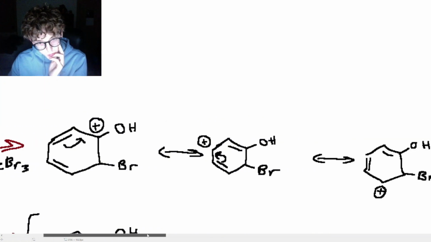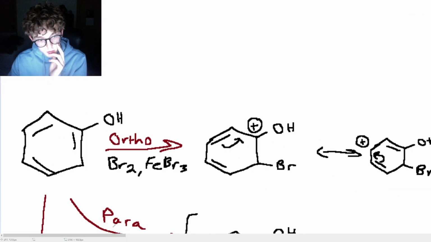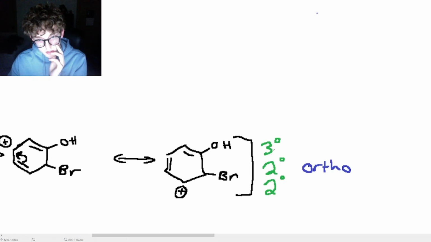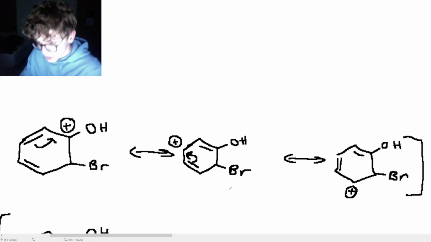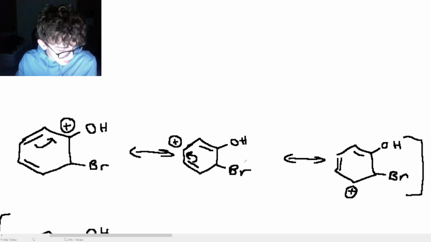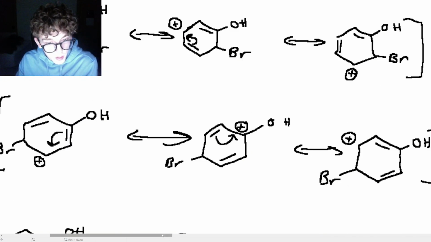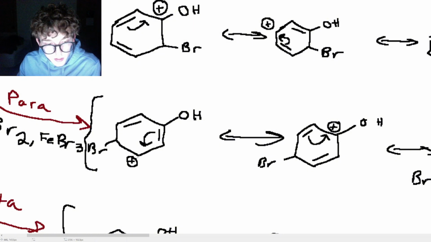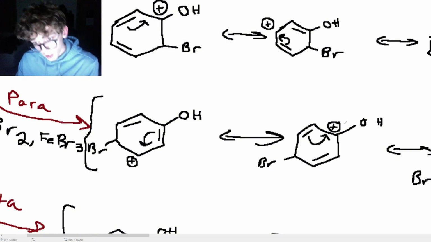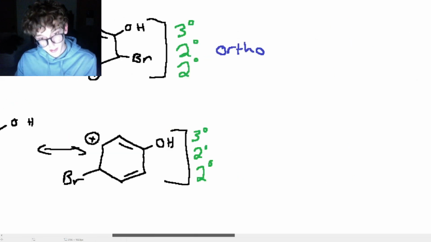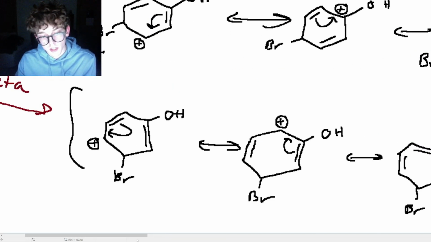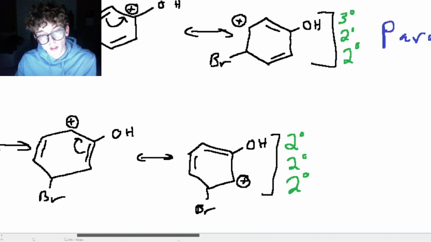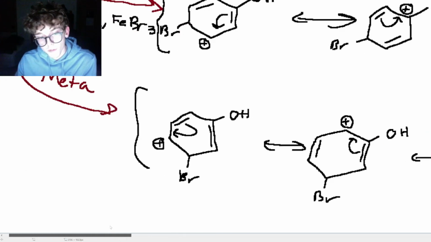So in our ortho substitution reaction, in our resonance forms, we have a very stable tertiary carbocation and 2 relatively stable secondary carbocations. But if we go here, we have secondary, tertiary, secondary, right? Same thing. And that's for the para attack. But for meta, you'll see that we have secondary, secondary, secondary. And that means this compound is less stable and therefore less likely to form.